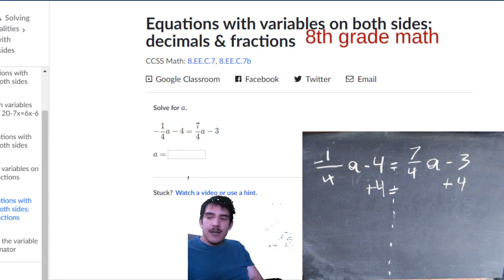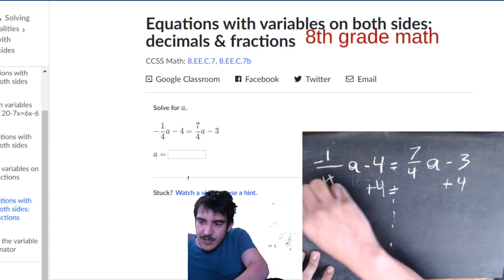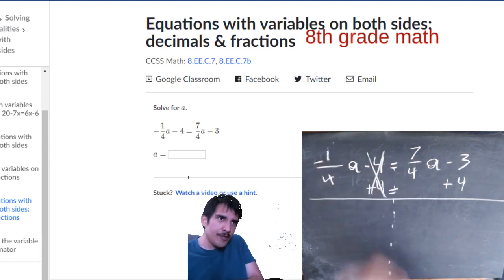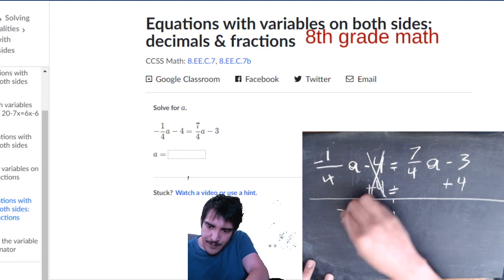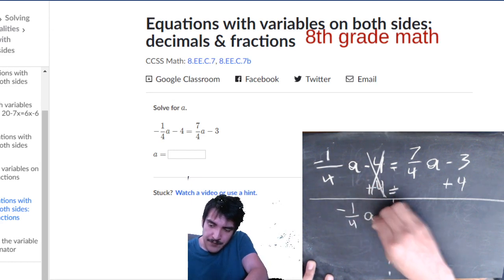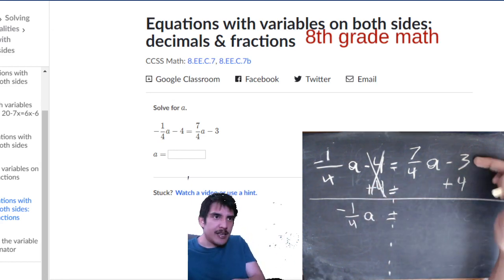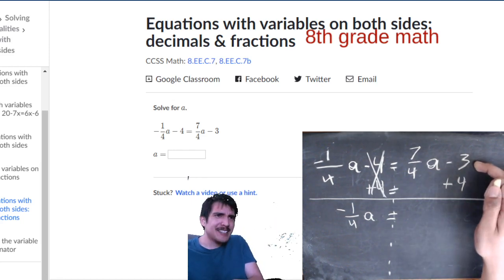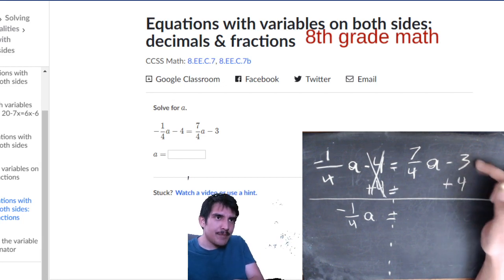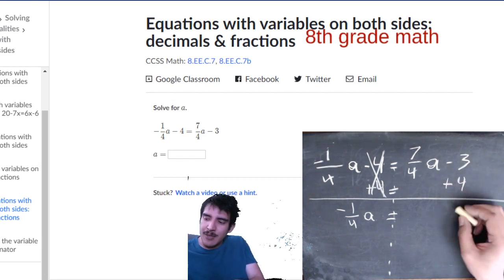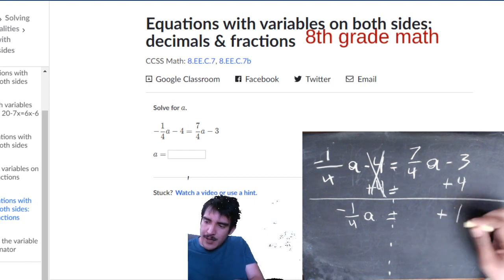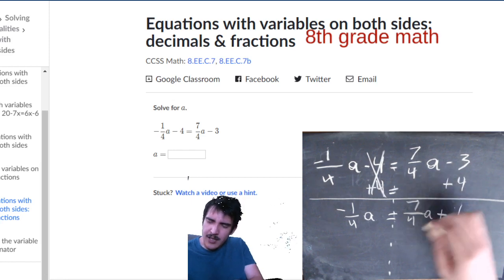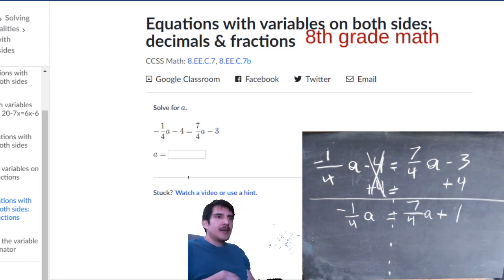Okay? Wonderful. So let's see what happens after that first step. Minus 4 plus 4. Gone. Negative 1/4 a comes down. Equals negative 3 plus 4. I know that that's going to be a positive 1. And then 7/4 a just comes down. Okay? Cool first step.